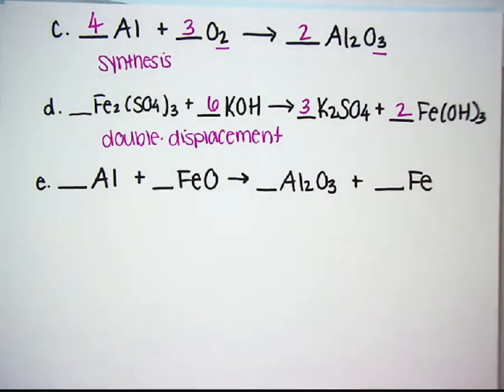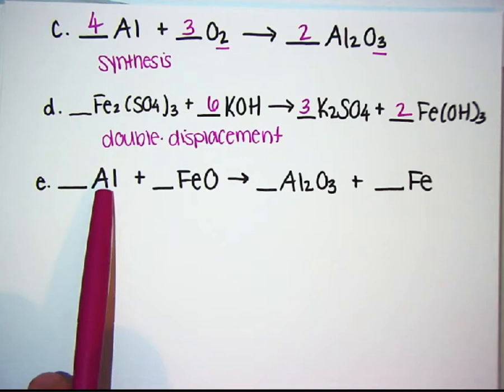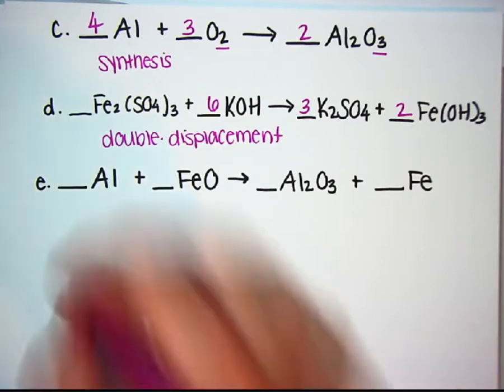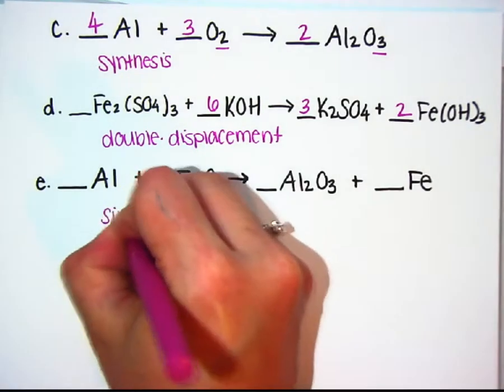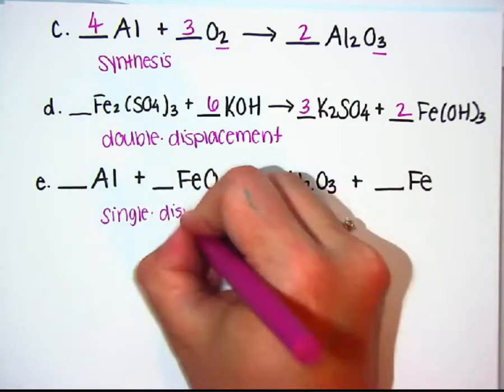Think about how many ionic compounds we have. Aluminum is not an ionic compound, it's just a single element. Iron 2 oxide, cation, anion. This is an ionic compound. I have 1 ionic compound, so single displacement.